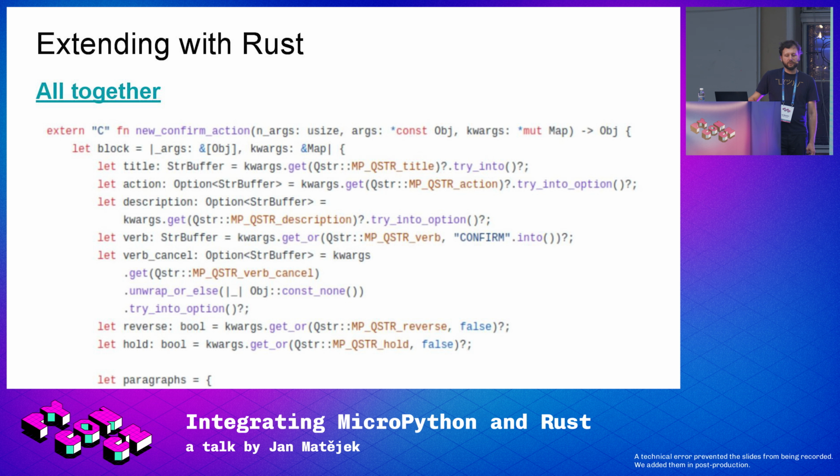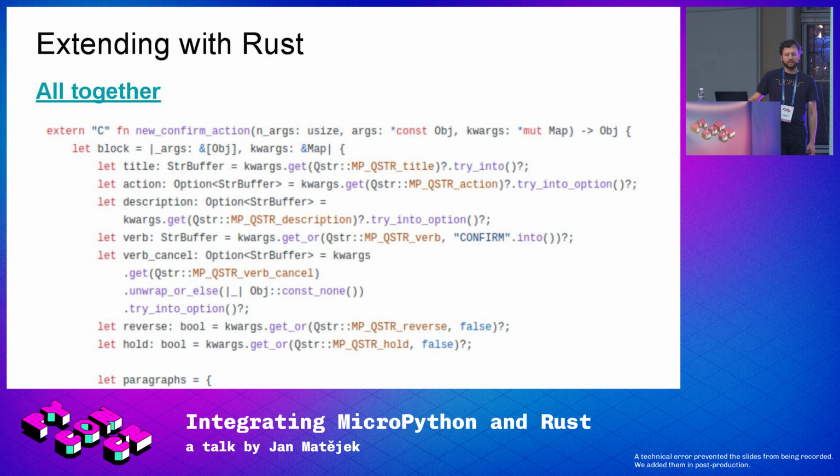We get the number of arguments, we get the values of arguments, and then we can extract the individual arguments by asking whether there's a keyword argument called title, and we want it to be a string. These little question marks at the end mean if that failed, then fail the whole function. And when we extracted all these arguments, then we can run some Rust code.